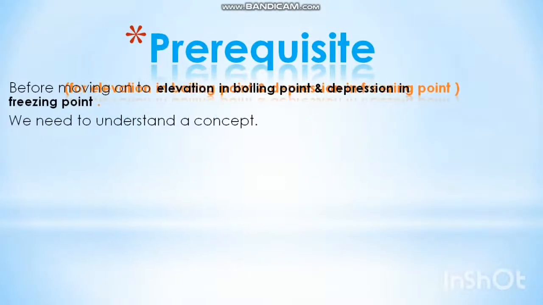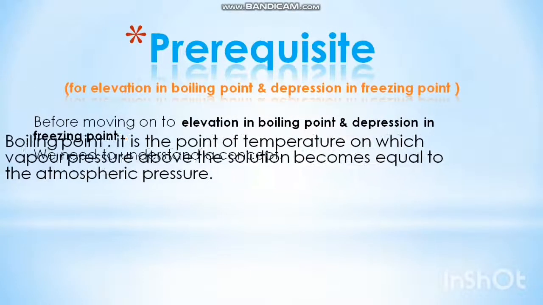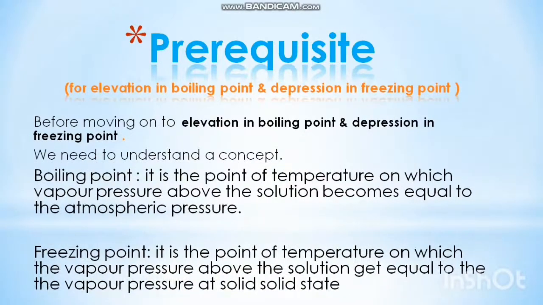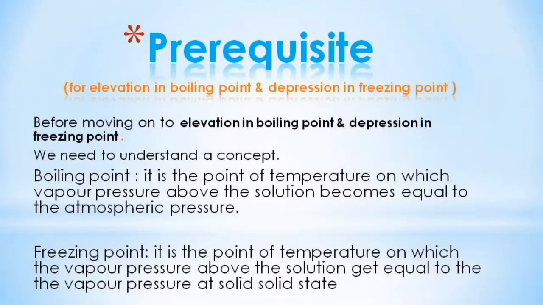Prerequisite for elevation in boiling point and depression in freezing point. Before moving on to elevation in boiling point and depression in freezing point, we need to understand a concept. Boiling point is the temperature at which the vapor pressure above the solution becomes equal to the atmospheric pressure. Freezing point is the temperature at which the vapor pressure above the solution becomes equal to the vapor pressure of the solid state.